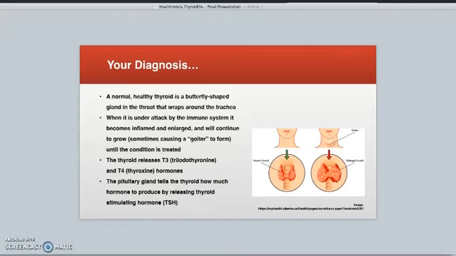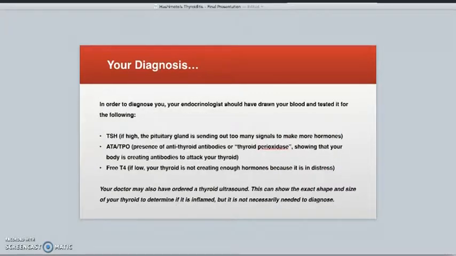So the thyroid typically releases T3 and T4 hormones. The pituitary gland is in charge of telling the thyroid how much hormone to produce. It releases TSH, which is thyroid stimulating hormone, to tell the thyroid how much hormone to make. So basically, when you are diagnosed with Hashimoto's, your endocrinologist will do a series of tests to make sure that's what's actually happening. They'll test your TSH levels, so that is how many signals the pituitary gland has been sending you to create more hormones.